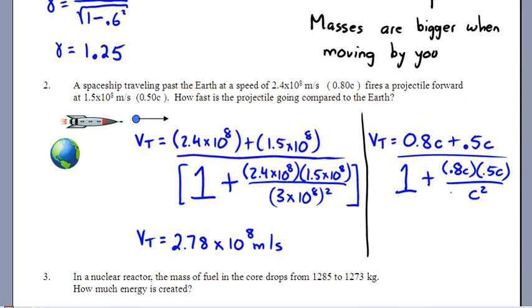And then some really nice canceling happens. These two c's up here cancel with that c squared. And in the bottom, you just have 1 plus 0.8 times 0.5. No more c's down there. There are still c's in the top. So if you're cleaning this up, you're going to have a 1.3 c in the top divided by, down in the bottom, just a straight 1.4, no c's. And then that total velocity ends up being 0.929 c, which is exactly the same thing as this 2.78 times 10 to the 8 number. They're identical. So you can do that question either way. It's totally fine.